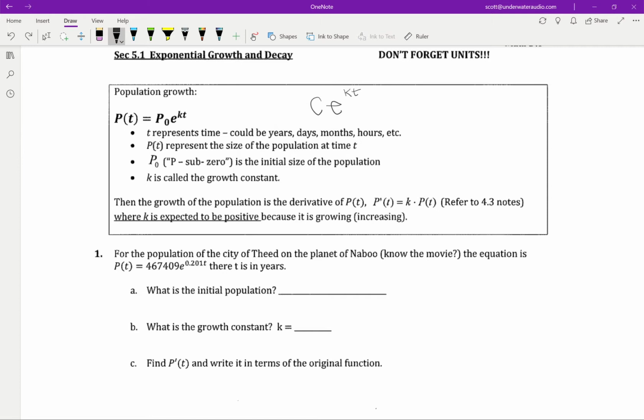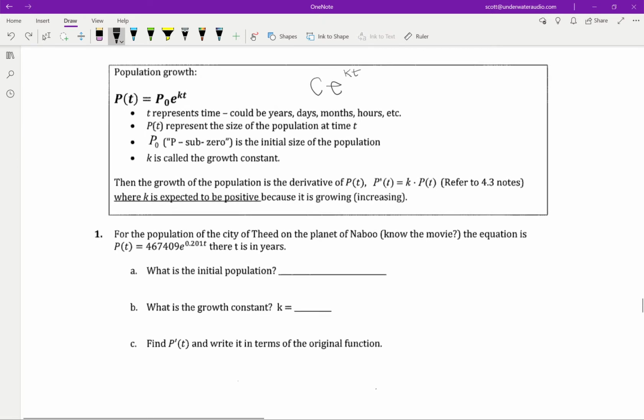You'd have to read the problem to know if it's in years or minutes or whatever. And P of t is the population size. And then when we talk about population growth, the k is going to be something positive. If it's negative, that tells you it's decay. So we'll start with population growth though.